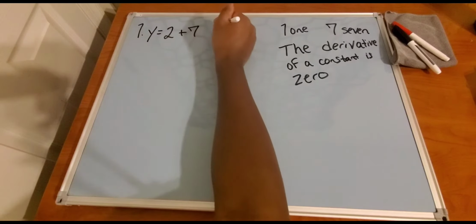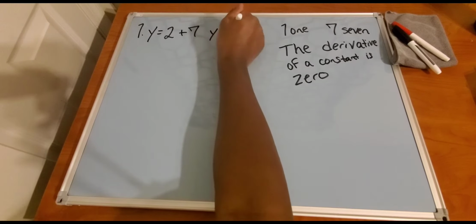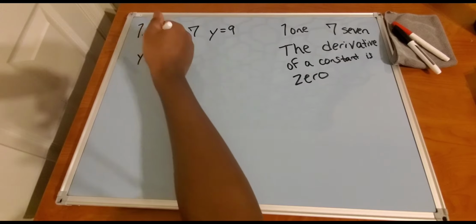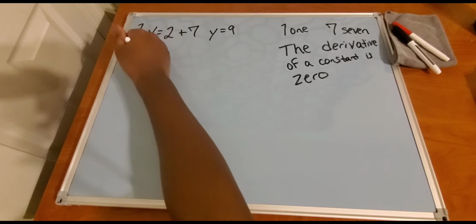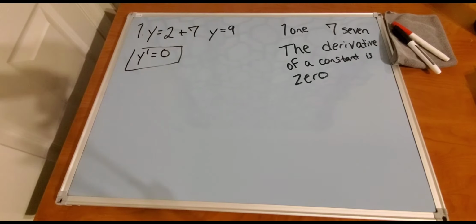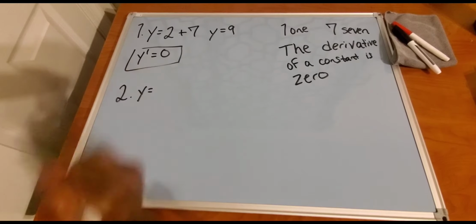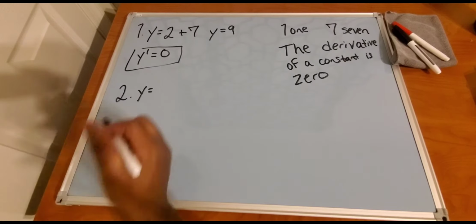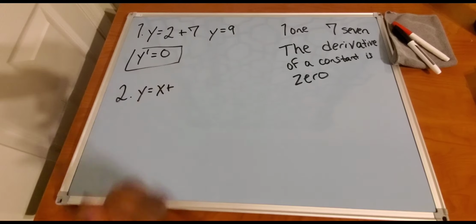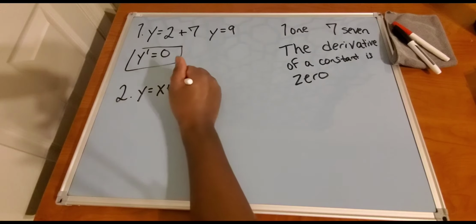So, let's just go ahead and do this anyways. Y is equal to 9. The derivative of this function is equal to 0. And there you go. That is number 1. Relatively straightforward. Number 2, we have y is equal to x plus 3x squared.